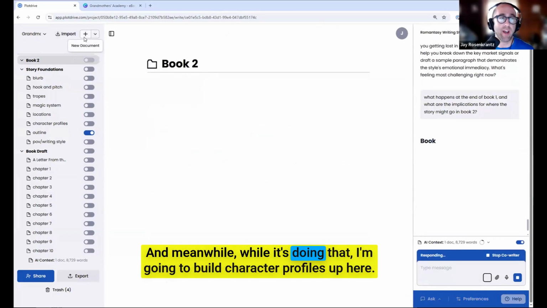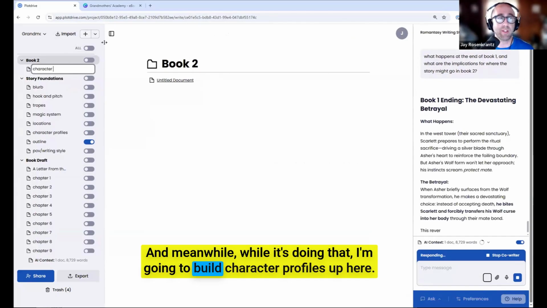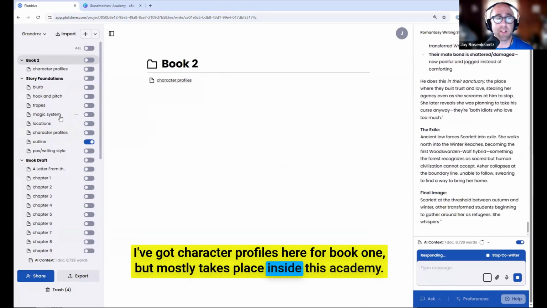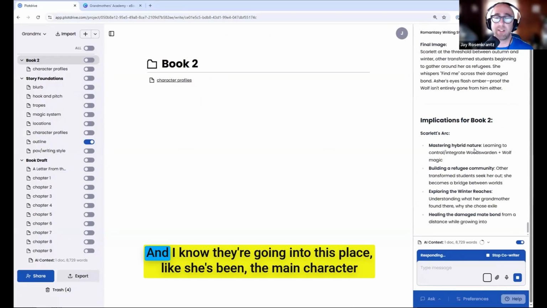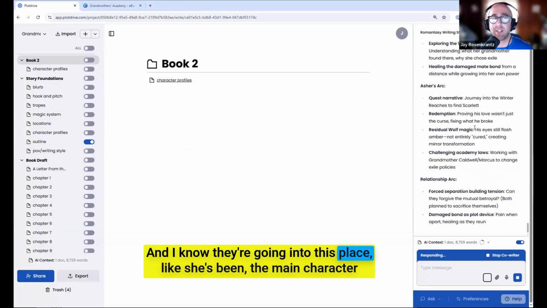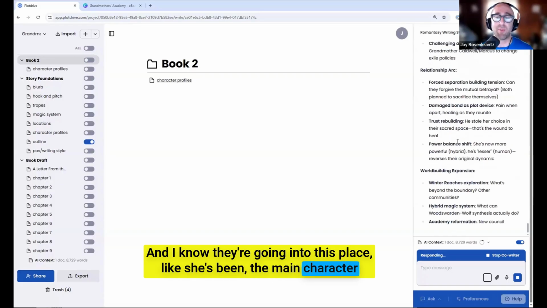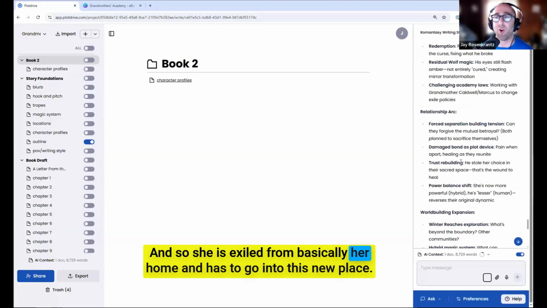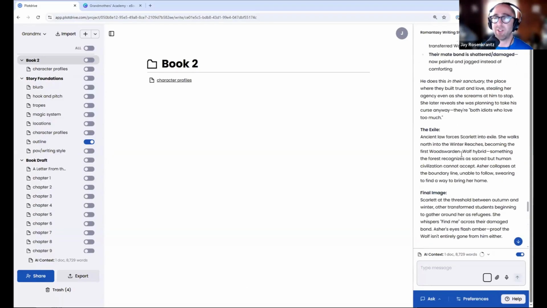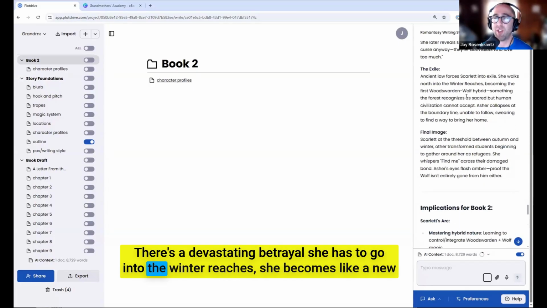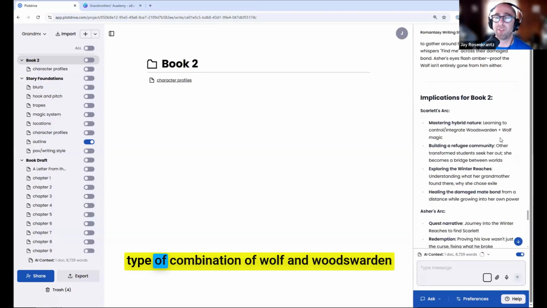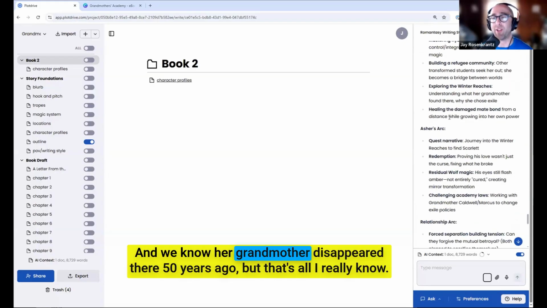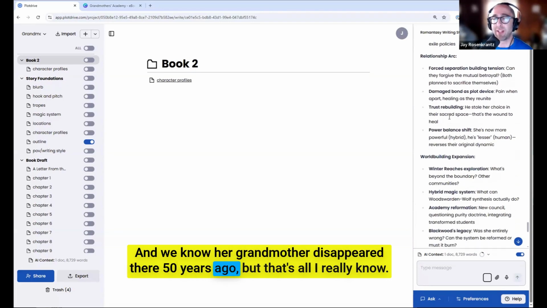Meanwhile, while it's doing that, I'm going to build character profiles up here. I've got character profiles here for book one, but it mostly takes place inside this academy. And I know they're going into this new place. The main character has been turned into part wolf, so she's exiled from basically her home and has to go into this new place. There's a devastating betrayal. She has to go into the winter reaches. She becomes a new type of combination of wolf and woods warden. And we know her grandmother disappeared there 50 years ago, but that's all I really know.